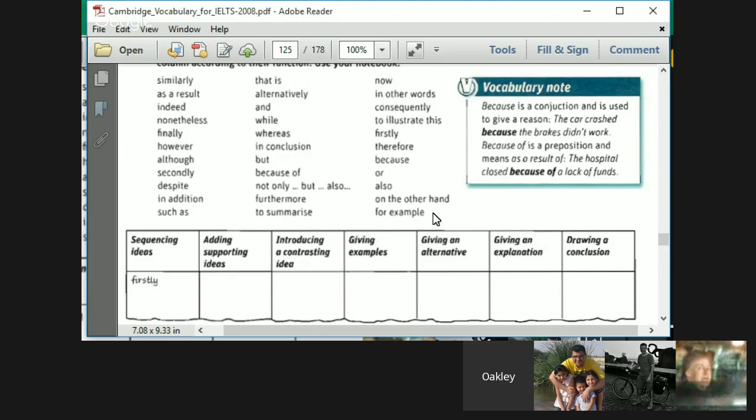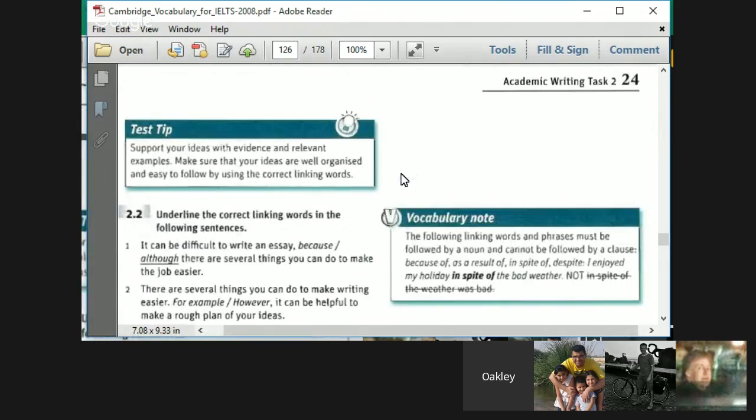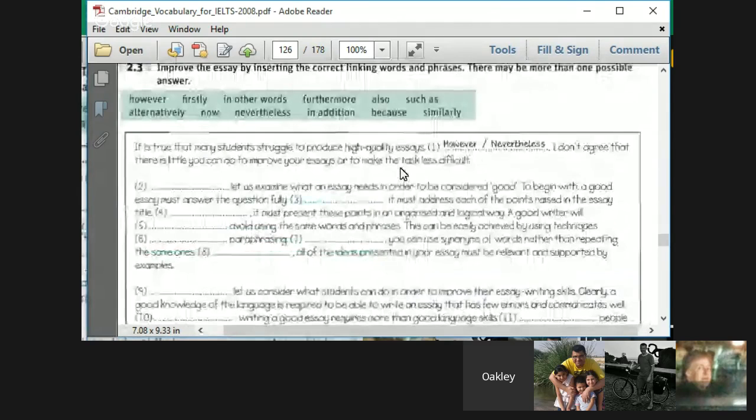Yeah. Okay. And Ken, on the other hand. Introducing a contrasting idea. Right, absolutely. Often used in conjunction with, on one hand, something, something, and then comma, a new clause, on the other hand, something, something. Okay, let's try something out here.